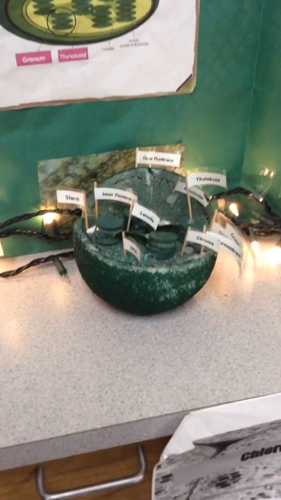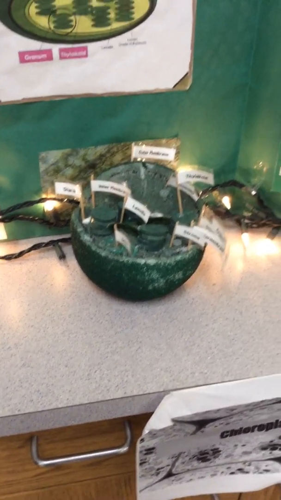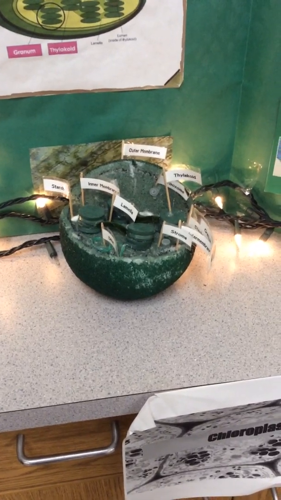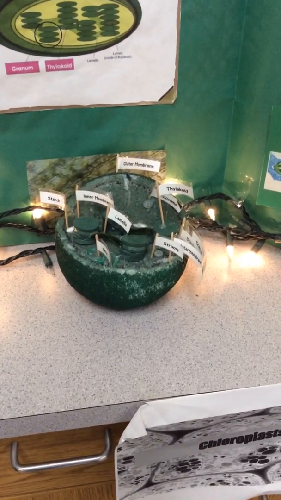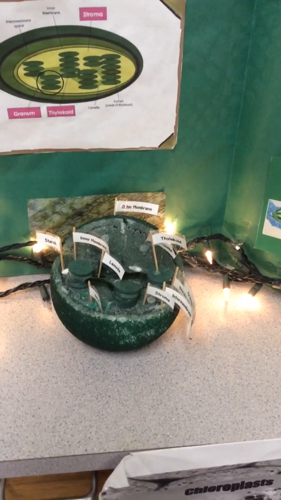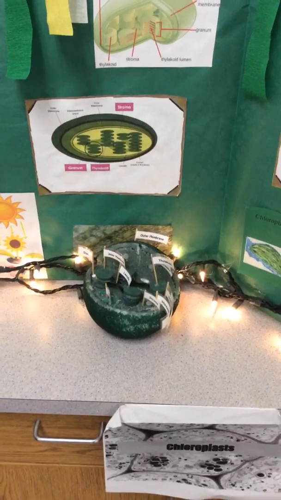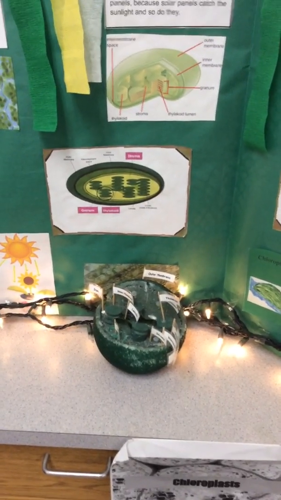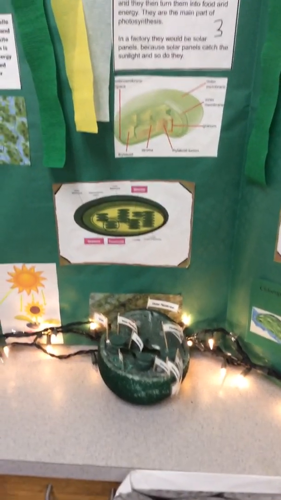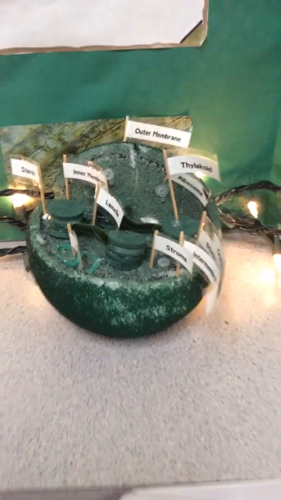It has multiple different types of organelles inside of it, which are DNA, inner membrane, starch, outer membrane, ribosomes, thylakoids. I don't know how to pronounce that, but it's these. Stroma and grana, which is these stacked up on top of each other, and the inner membrane space.